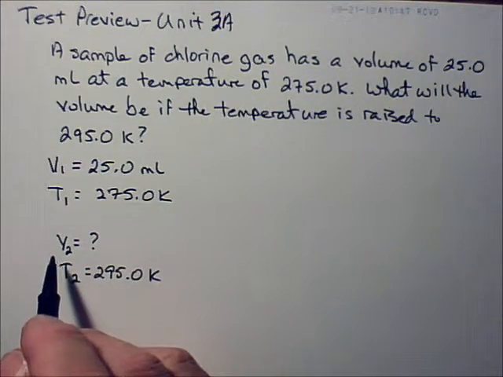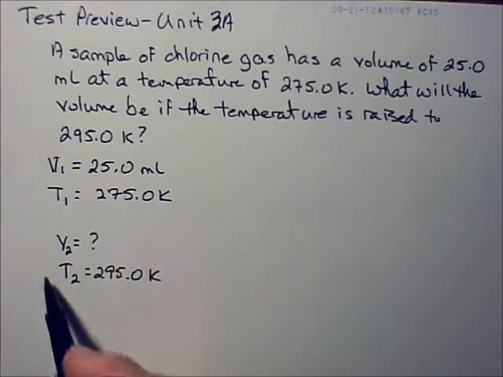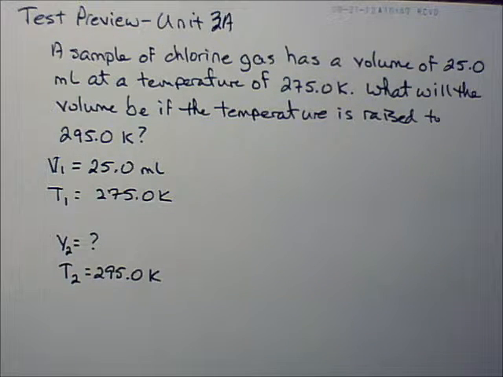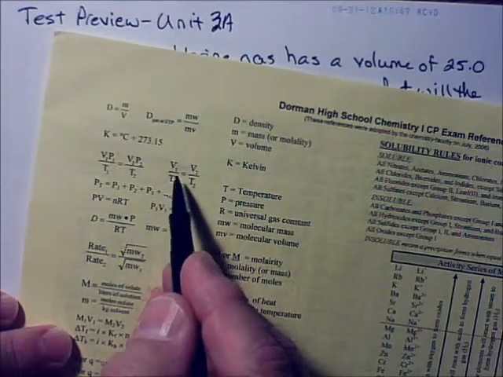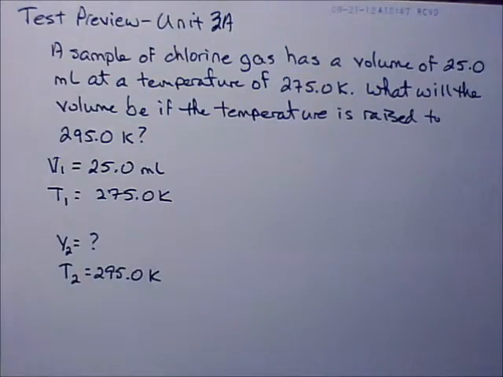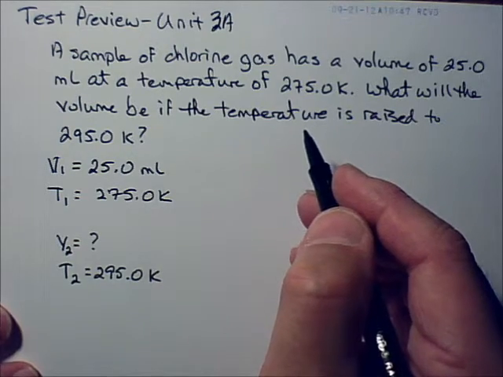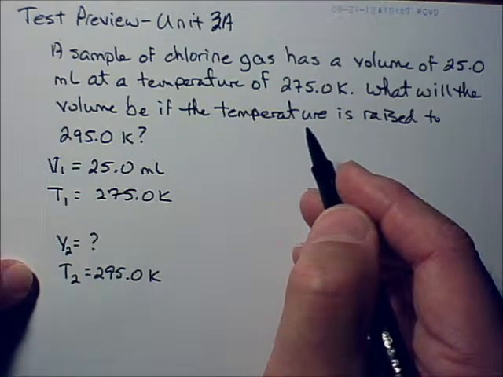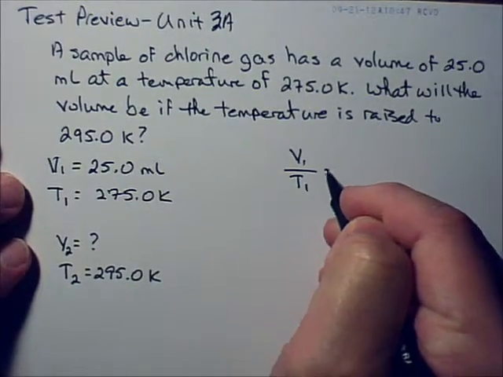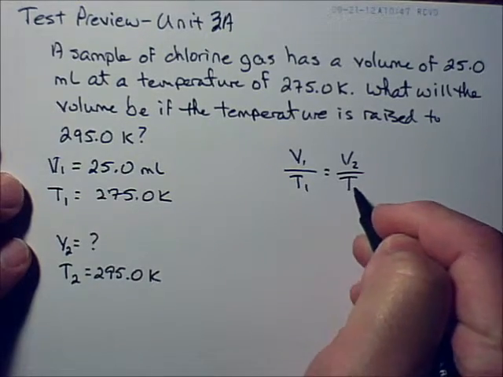In order to solve this problem, we need to find an equation that has all of these symbols, these variables. Your test references, gas laws are all listed for you on this page. Here's the equation that has V1, T1, V2, and T2. The second step is to write out the correct equation: V1 over T1 equals V2 over T2.